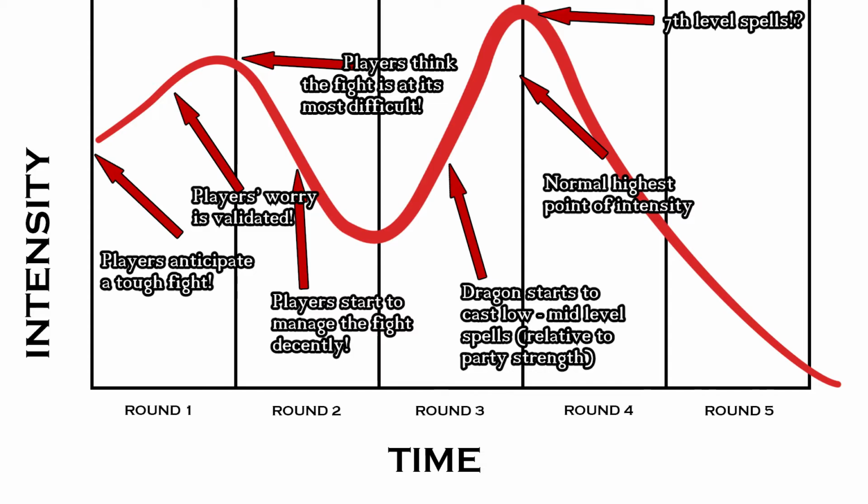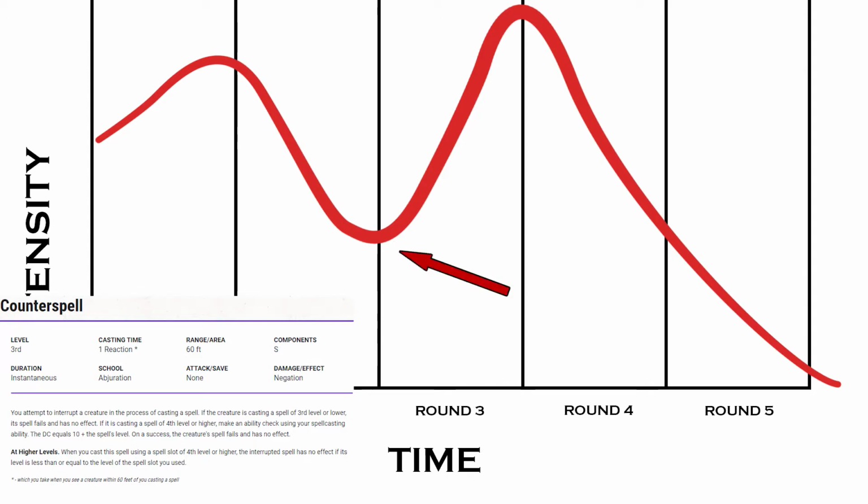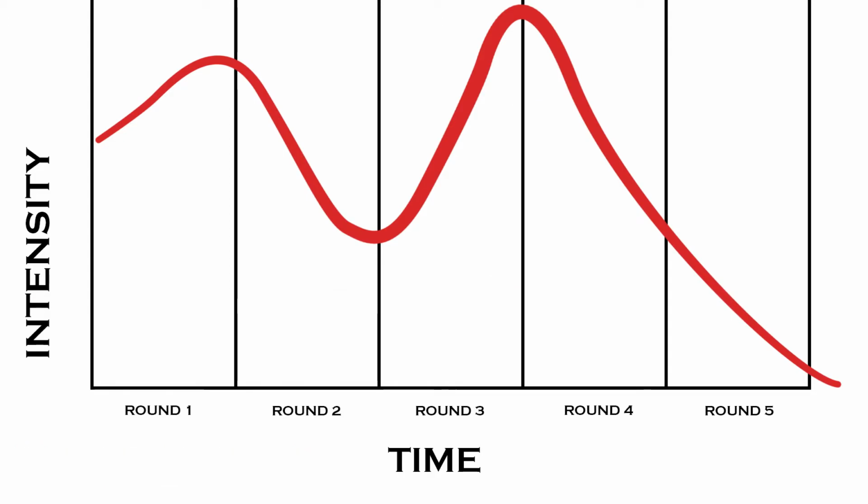Be very careful about your spell choice here, but also make sure it's enough to be pretty terrifying to the players. A good example for something like this might be Counterspell. They start to feel like they have the handle on the fight, and then as you're shifting from the valley to the second peak, you can have the dragon cast something like Counterspell. That's a great example of a spell that would work really well here, because it shows the players you don't have as much control over this fight as you thought.